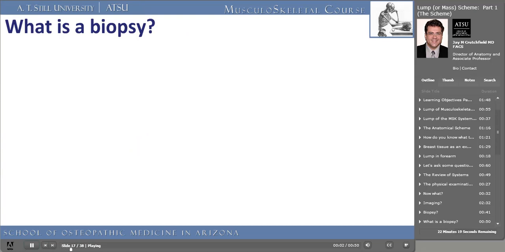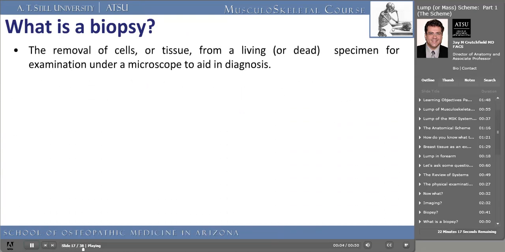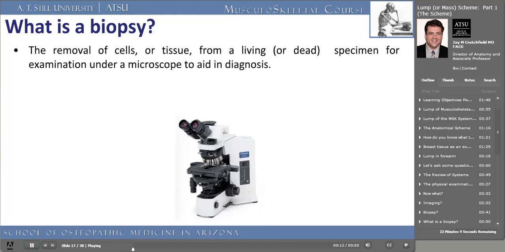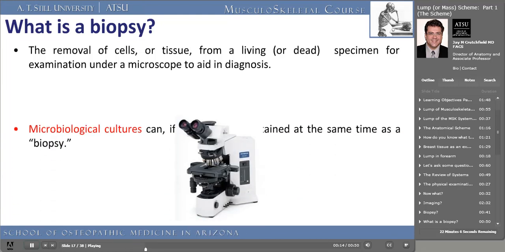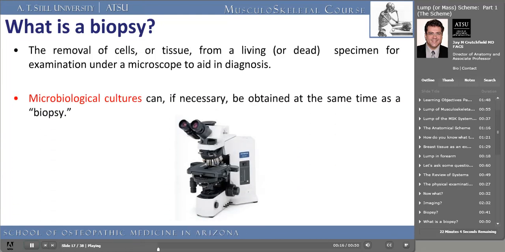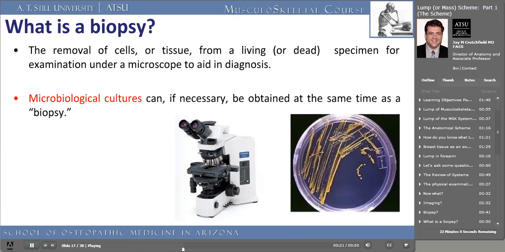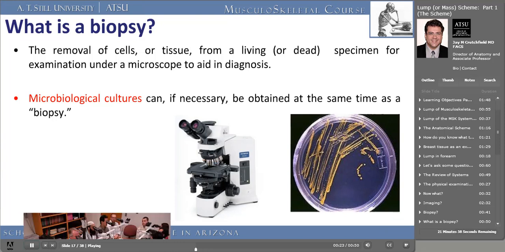What is a biopsy? A biopsy means removing a piece of tissue from a specimen to evaluate its histology under a microscope, or via bacterial growth in a petri dish, the cellular structure, thus aiding in the diagnosis of disease. Note, a biopsy can be performed on living or dead tissue.